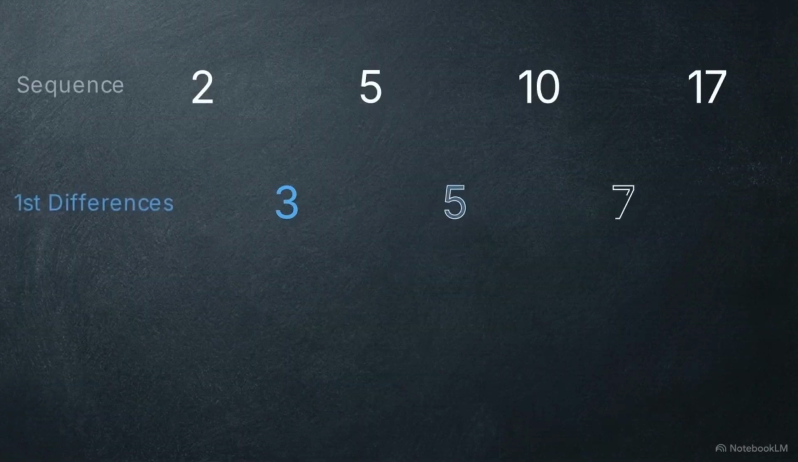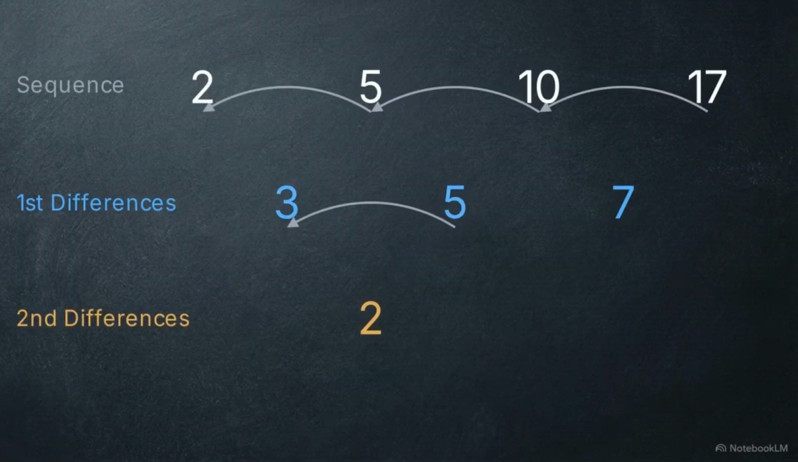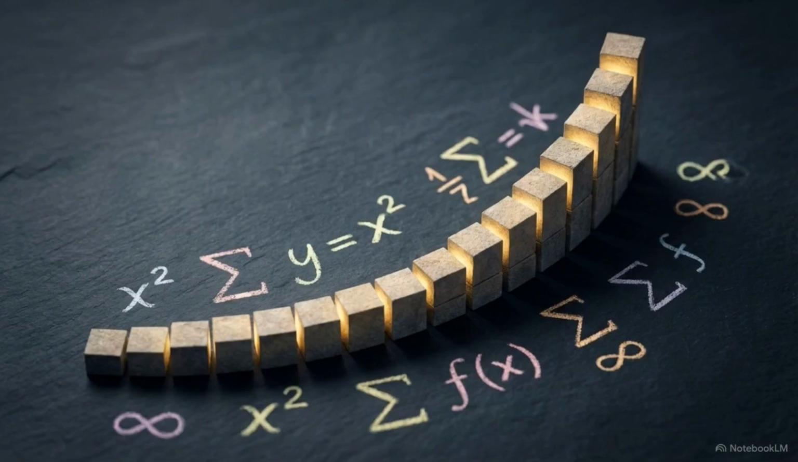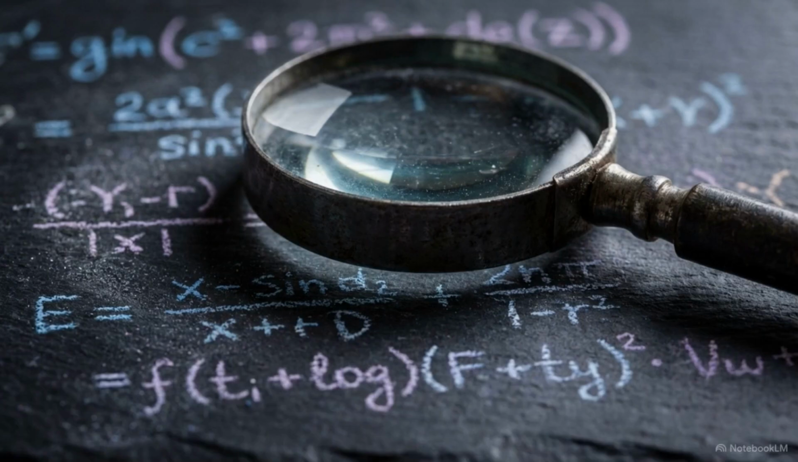We run the exact same subtraction test on the first differences we just found. 5 minus 3 is 2, and 7 minus 5 is 2. Down here on the second layer, a hidden constant number emerges. This multi-layered structure with a constant second difference is the definition of a quadratic sequence. So a changing first difference is not a dead end. It is the mathematical signature indicating you need to test for a deeper quadratic pattern.